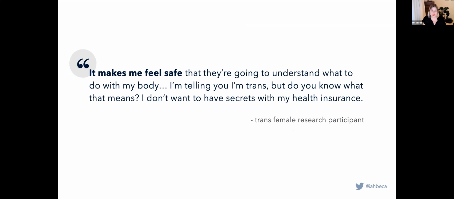And a trans female participant said, it makes me feel safe that they're going to understand what to do with my body. I'm telling you I'm trans, but do you know what that means? I don't want to have secrets with my health insurance.